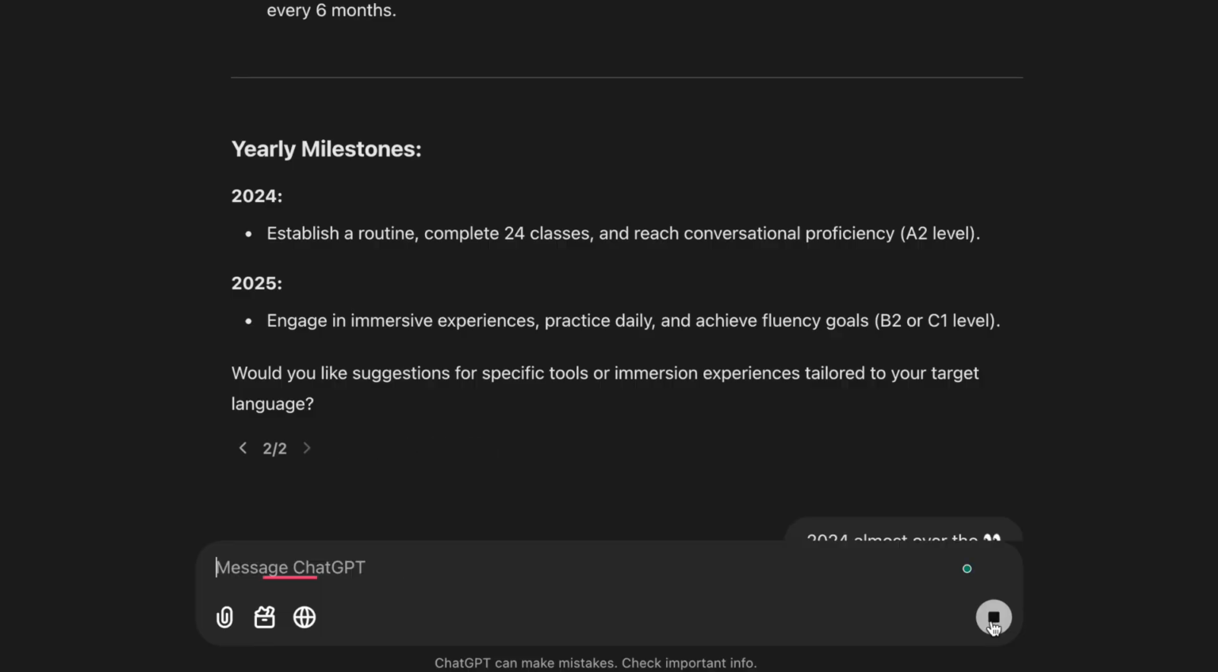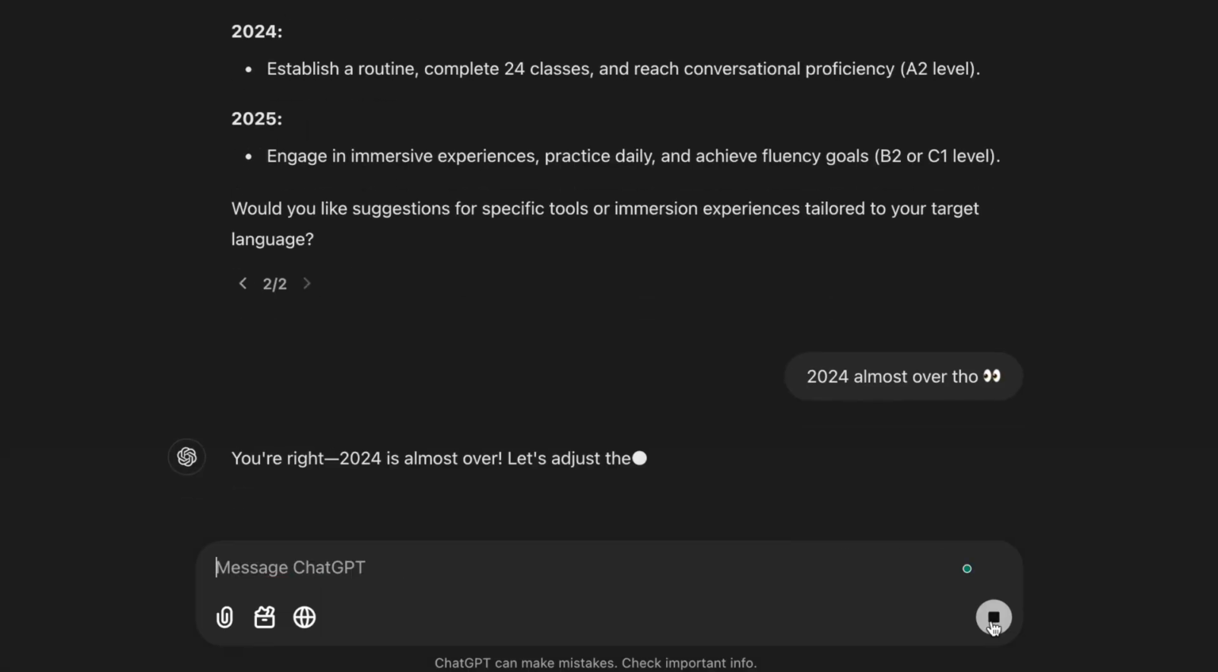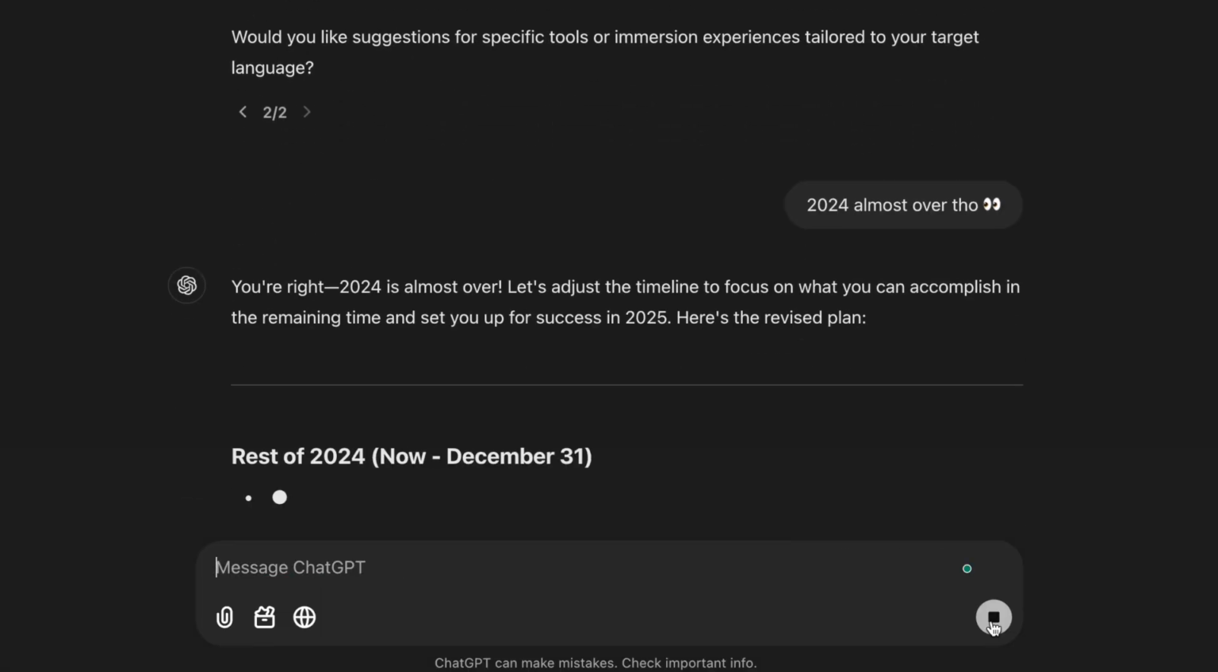Some steps I didn't like, so I was like, actually, I've tried this in the past. I don't like that. Basically, reiterating and things like that. And it's so good at giving you a different perspective. So definitely try that out with your goals.